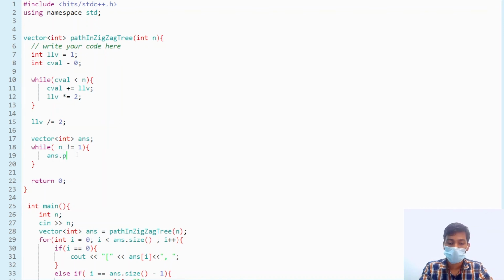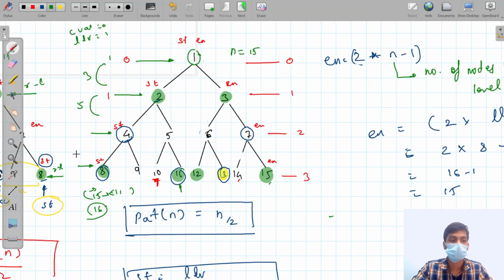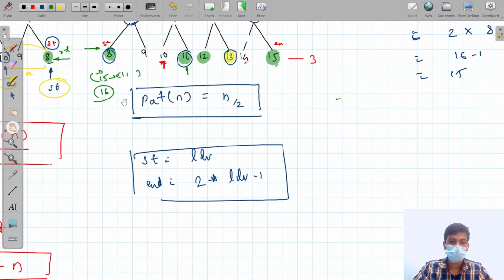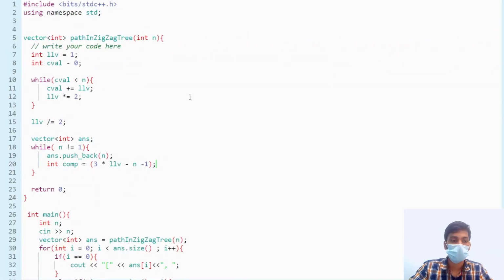So answer push back this n, and then we have to first find the component. So let's name it as comp. And what was the formula to find the component? It was nothing but 3 into last level value, minus n minus 1, as we have discussed previously. Here we can see that this is how we are going to get the component.